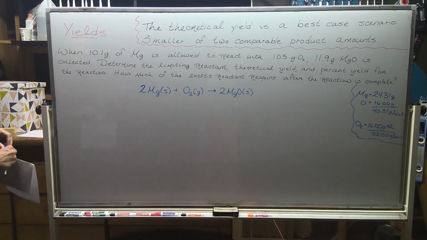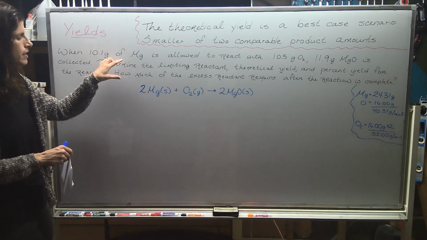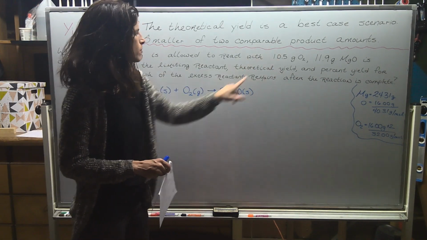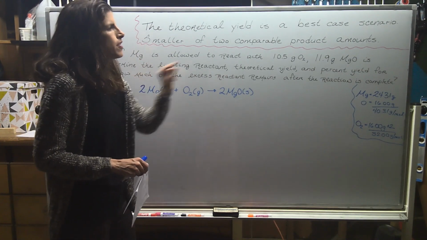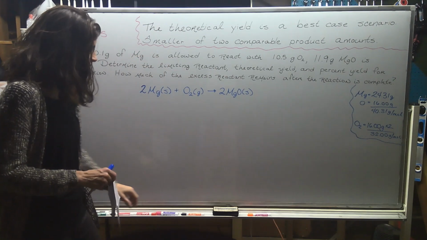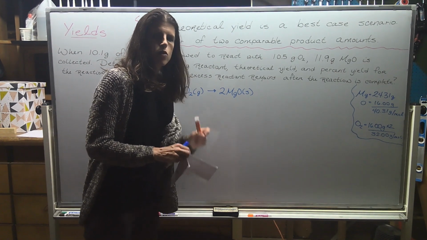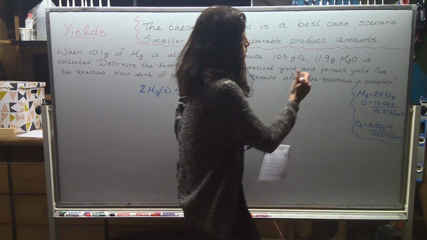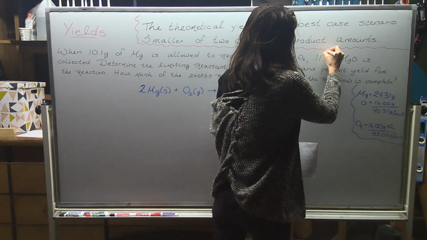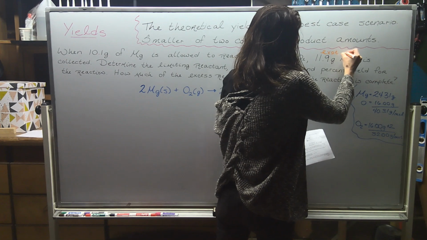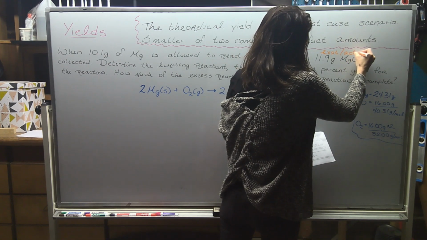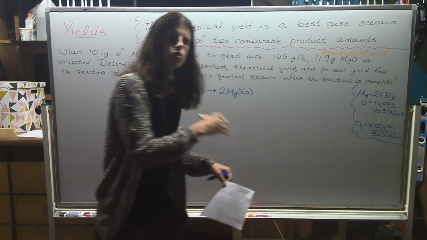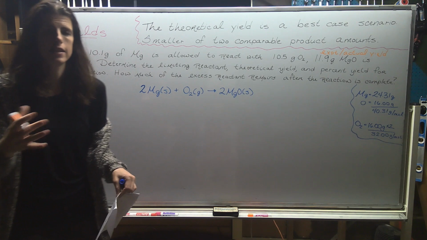Alrighty, so lots of numbers here. We have 10.1 grams of magnesium. That's one of our reactants. And they told us we have 10.5 grams of oxygen, also a reactant. Then they told us we have 11.9 grams of magnesium oxide. That's important information, but we don't need it till we get to the very end of the problem. This is going to be our experimental or actual yield. People call it different things, but this value represents what actually happened in the lab.